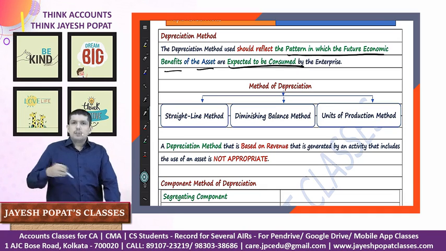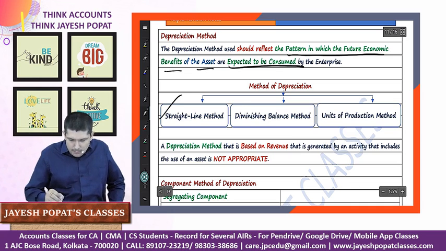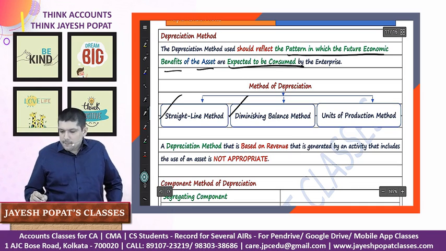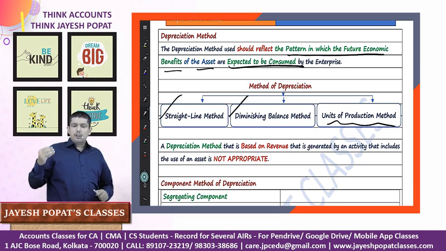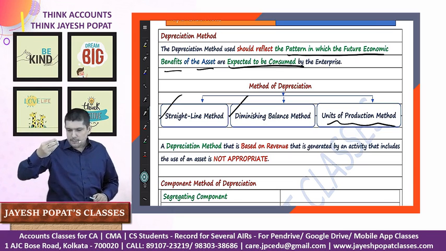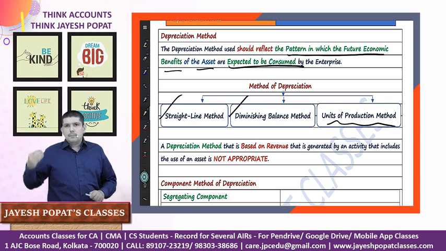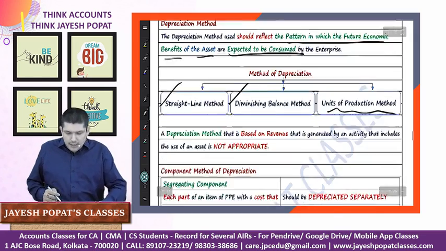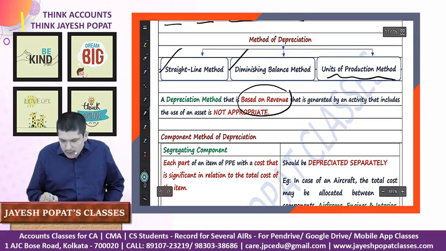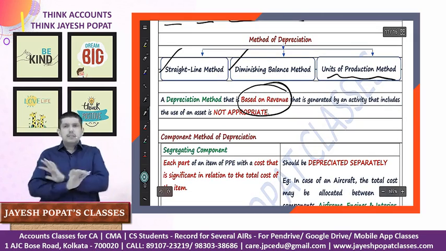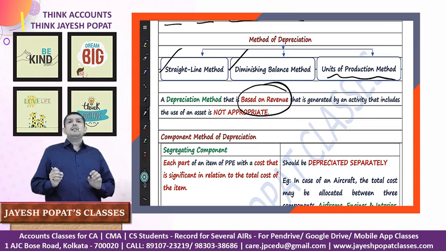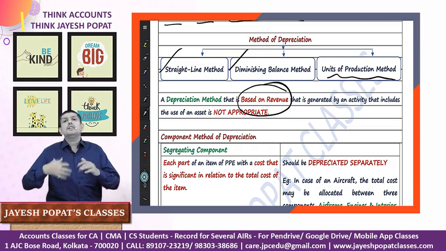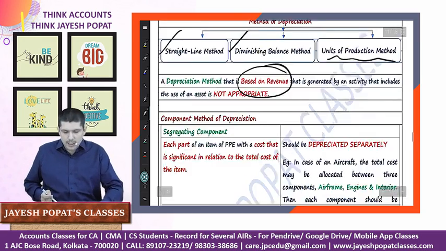The depreciation method should reflect the pattern in which future economic benefits of the asset are expected to be consumed by the management. So what are the available methods? There's the straight line method, the diminishing balance method, and the unit of production method, something you would have studied at your foundation level, such as the production unit method or machine hour method, or maybe the depletion method, etc. A depreciation method based on revenue generated by that asset is not considered appropriate, right? You should not charge depreciation based on your expectation of generation of revenue from that particular asset.